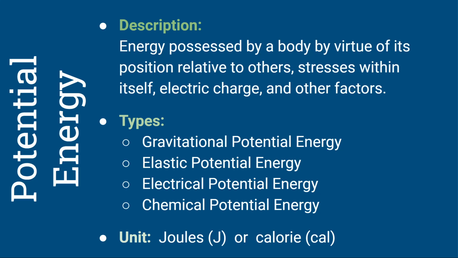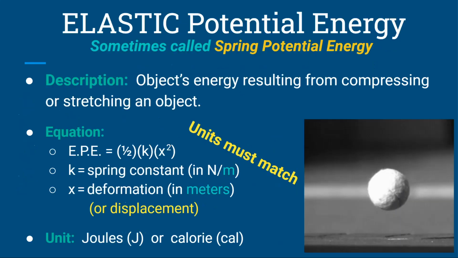So let's talk about them one at a time. I'm actually going to talk about elastic potential energy first. Okay, so first of all, this is sometimes called spring potential energy because a lot of times in the questions you'll see it has to do with a spring. It's going to say a spring has been compressed or a spring has been stretched by whatever amount. You may see it referred to as spring potential energy, but it can be any elastic object. It doesn't have to be a spring.